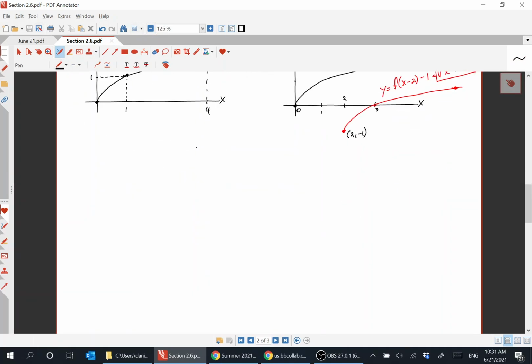All right, so this shifting up and down and left and right, you can combine the two together. All right. Other transformations involve stretching or compressing up and down. Well, vertically, I guess.